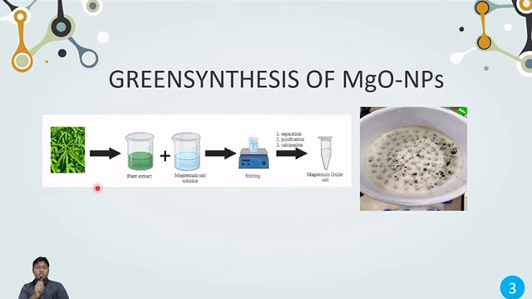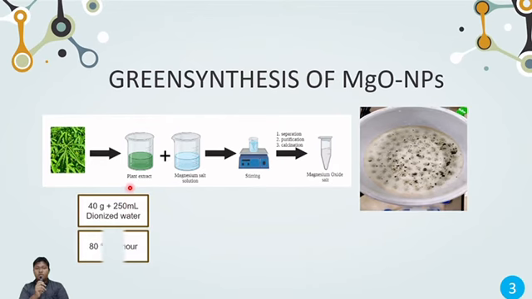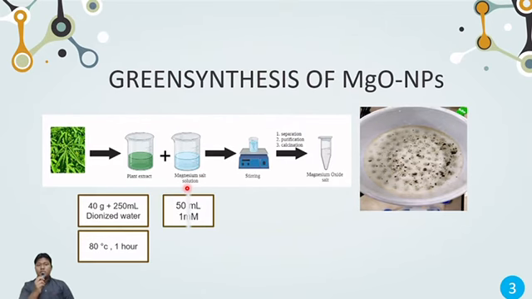The first step in the green synthesis method is to prepare the extraction of cassava leaf by grinding the dry leaf into a powder form. 40 grams of the powder was mixed into 250 milliliters of deionized water, then heated for an hour at 80 degrees Celsius to obtain the extraction. After cooling and filtering, the leaf extract was added in drops to 50 milliliters of 1 millimolar magnesium nitrate solution under constant stirring with a magnetic stirrer.